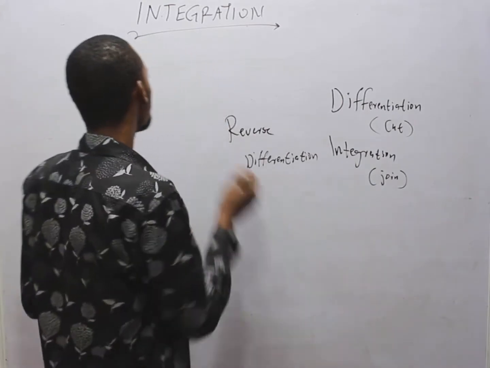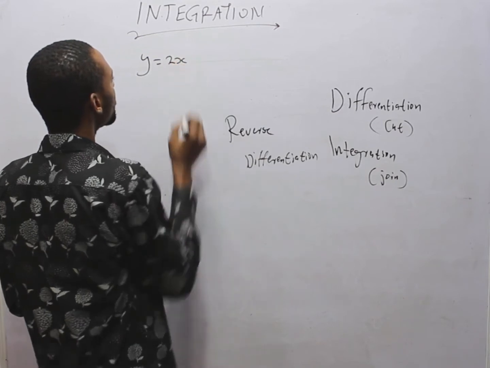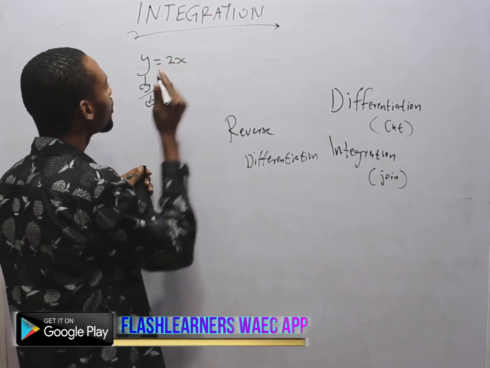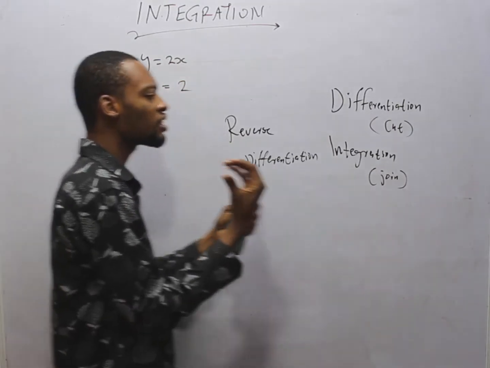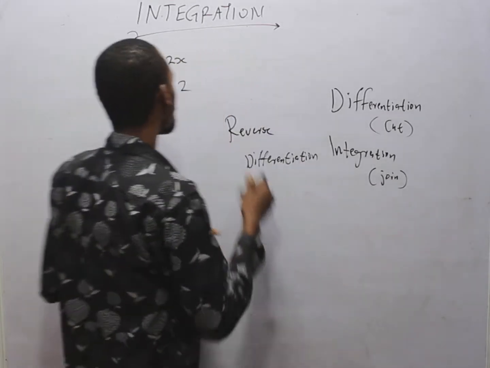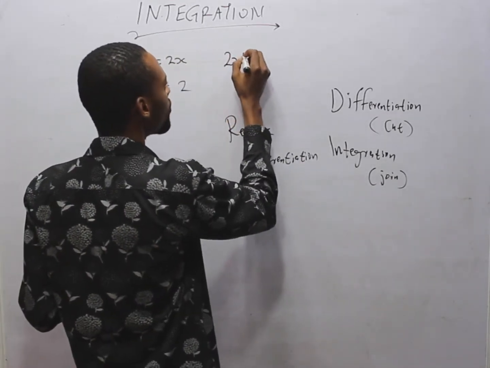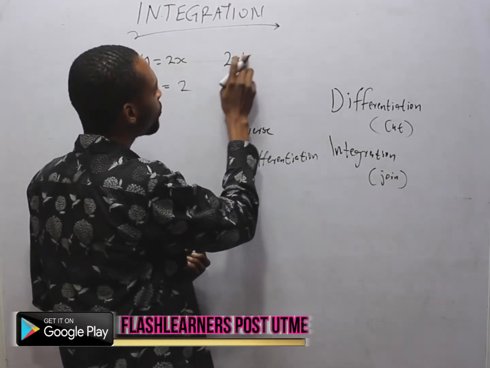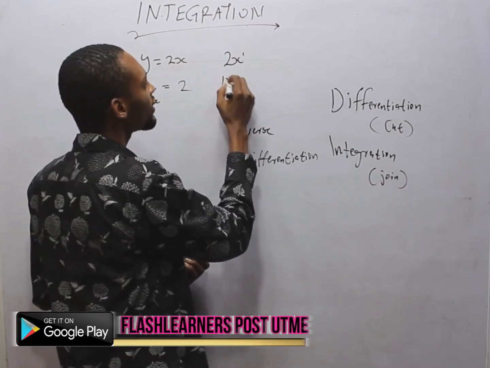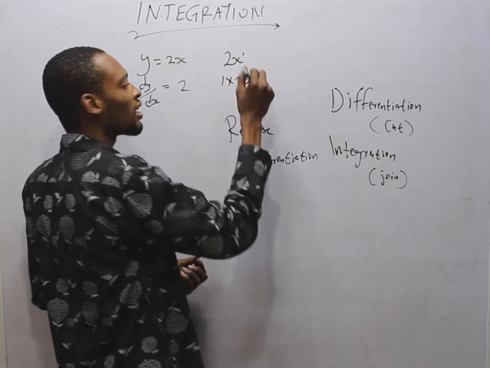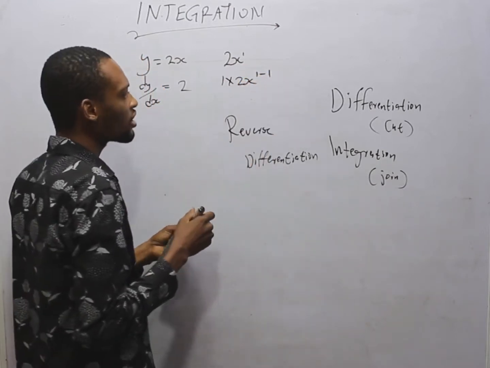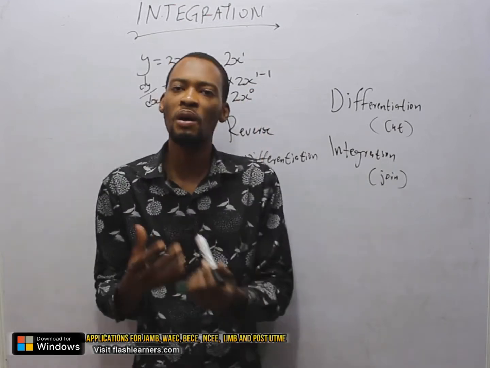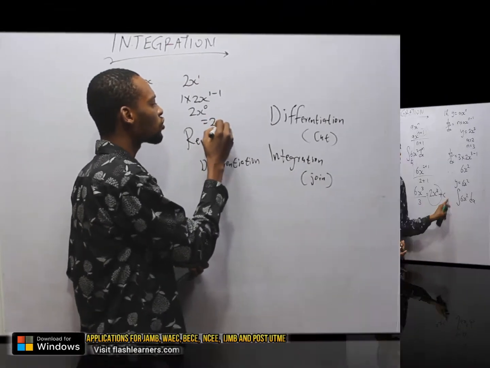For example, if y equals 2s, when differentiating, we use dy over ds. This equals 2. When you differentiate 2s, you get 2. How? 2s is the same thing as 2s raised to the power of 1, right? Now, we use the power to multiply 2 to give us 1 times 2s. We subtract 1 from the power, 1 minus another 1. That gives you 2s raised to the power of 0. And any meaningful number raised to the power of 0 equals 1. So this equals 2.